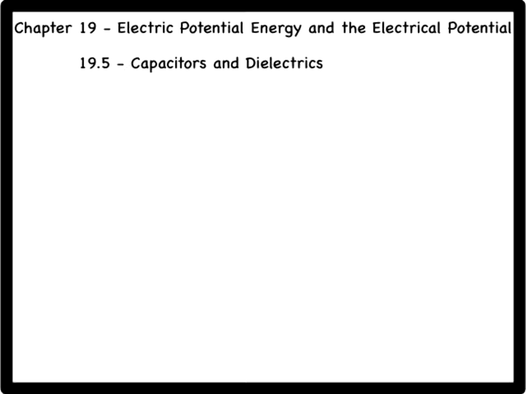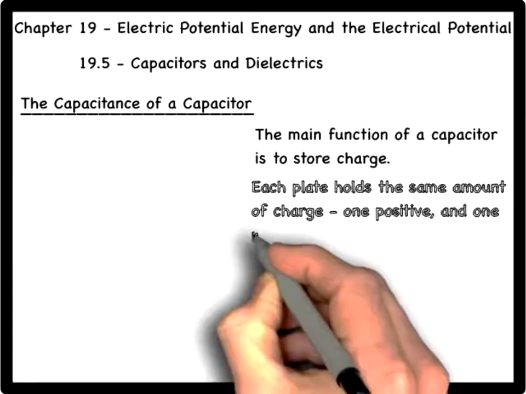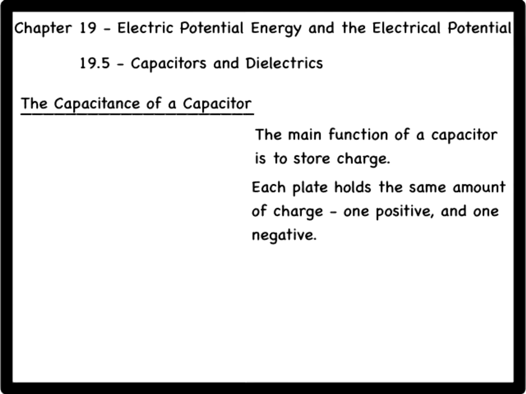In Chapter 18, we introduced the parallel plate capacitor, which is composed of two metal plates near each other, separated by a small distance. However, capacitors can come in many shapes and sizes, and in general, a capacitor consists of two conductors of any shape placed near one another without touching. The main function of a capacitor is to store charge, and each plate carries a charge of the same magnitude, one positive and one negative.